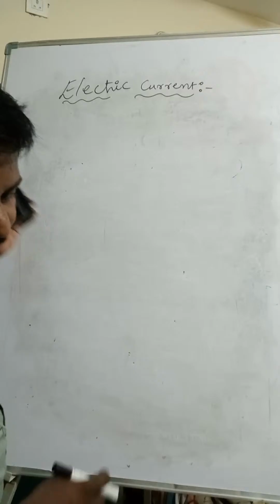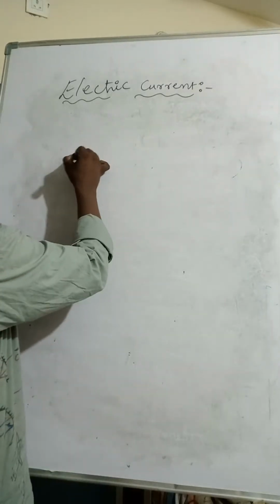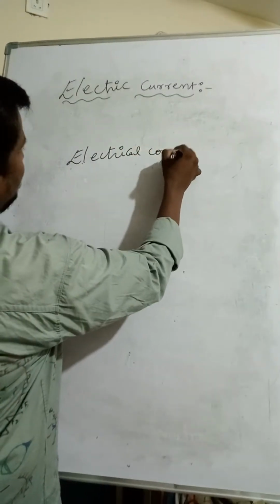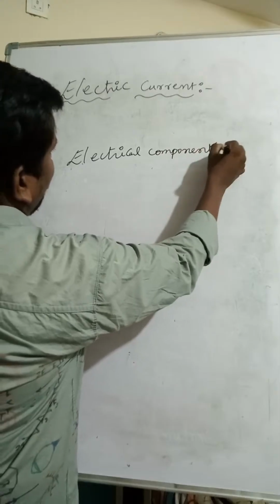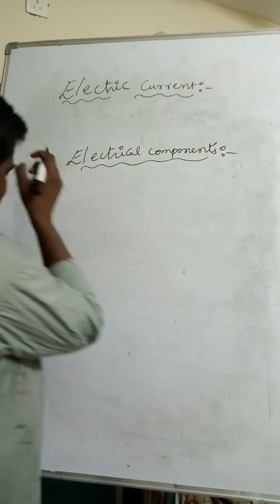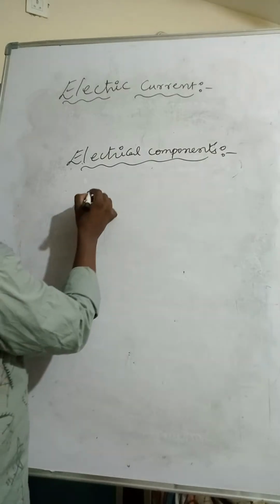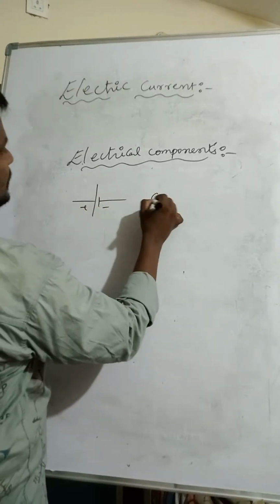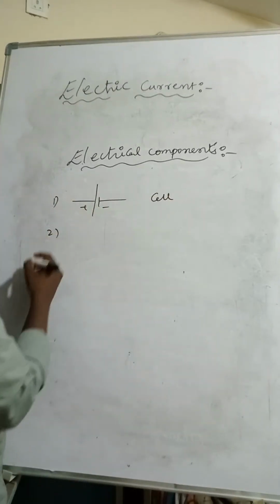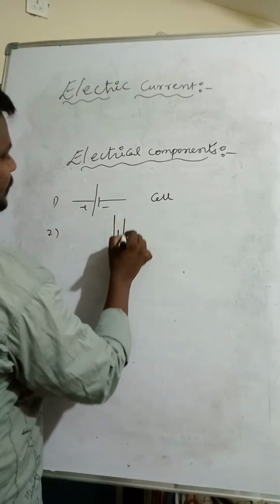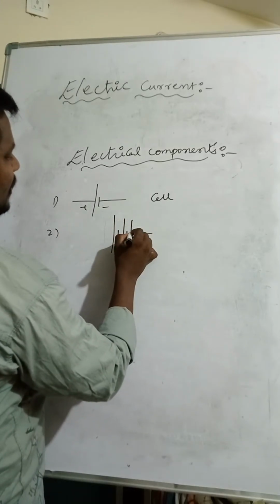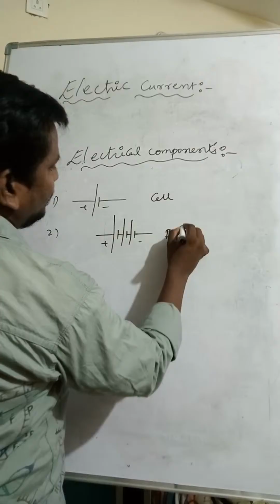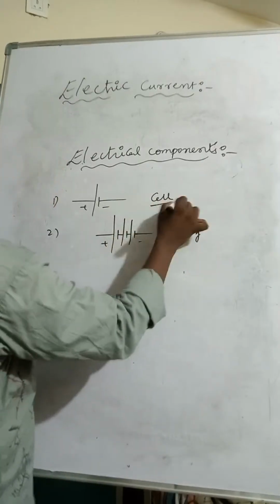And coming to the electrical components. What are the electrical components? So we'll discuss now electrical components. So here I am considering this cell. One positive terminal, another one negative terminal. This is called cell. First one. Second one, if you consider one positive terminal, one negative terminal, two or more connected together, that is called battery. So here I am considering the battery like this. This is a battery, cell and battery.